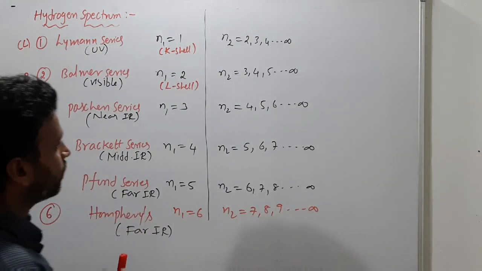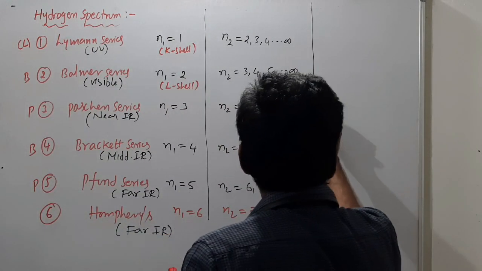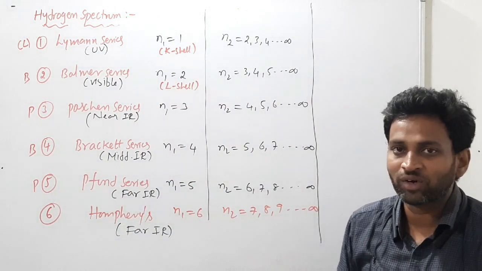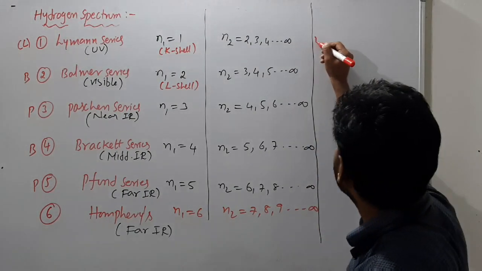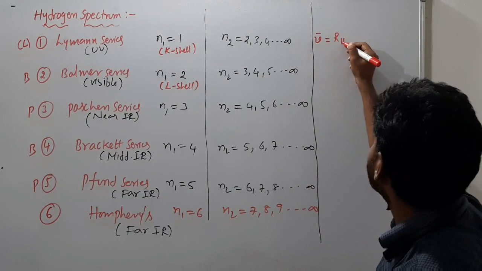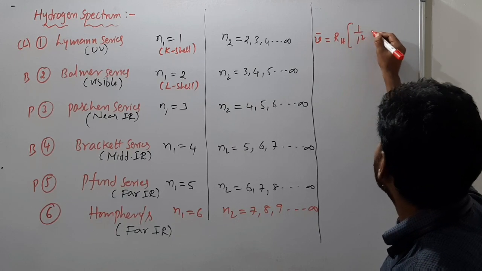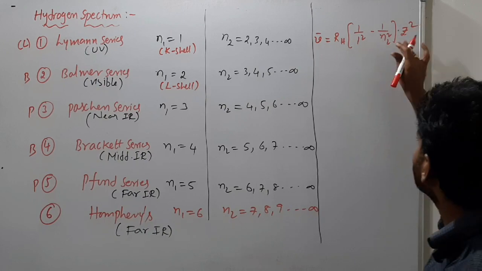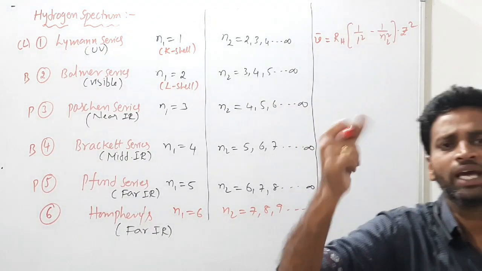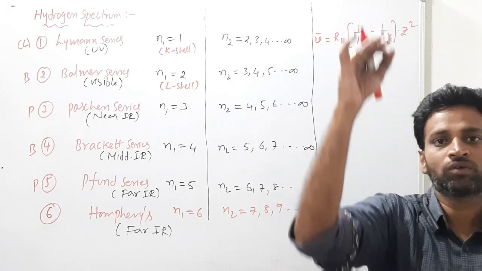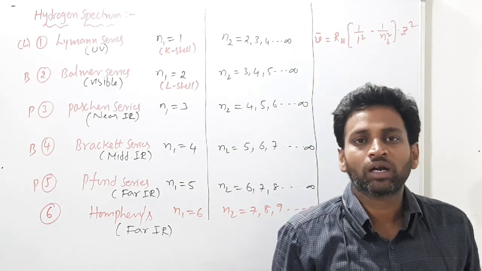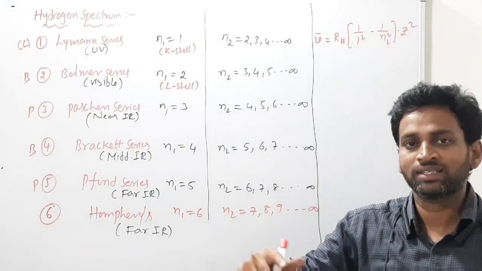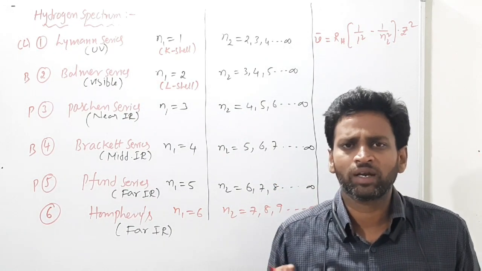Okay, so what is the wave number formula? Can you guess now? For the Lyman series, what is the wave number formula? Tell me. Wave number, nu bar, is equal to RH into 1 by 1 square minus 1 by N2 square into Z square. Can I use this formula directly for the Lyman series? In any numerical given in the Lyman series, the electron falls from a higher energy level to the ground level. In the Lyman series, N1 is fixed, N1 is 1.